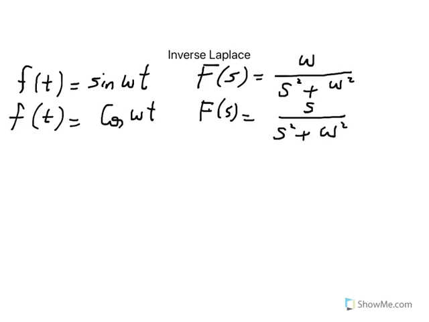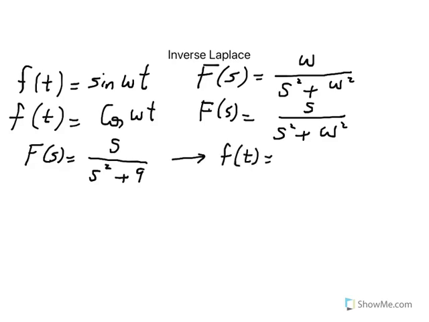So for example, if we have some function in the s domain, something like s divided by s squared plus 9, you see 9 is the omega squared. If you want to do an inverse Laplace and go to the time domain, f of t would be just cosine of 3t. So this is what we call inverse Laplace, going from the s domain to the time domain.